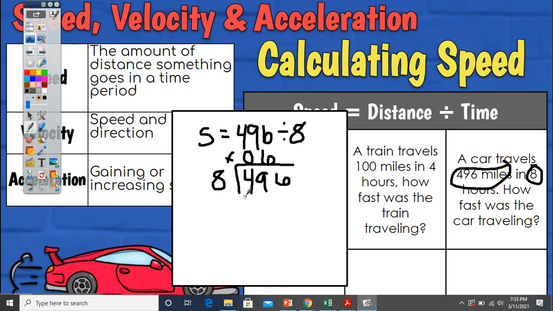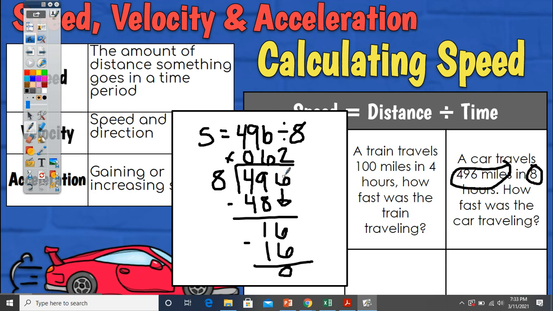6 times 8 equals 48. Subtract those and get 1. And then I need to bring down my 6. Right, when I bring something down, I need to repeat. 8 goes into 16 2 times exactly. 2 times 8 equals 16. Subtract those and get 0.